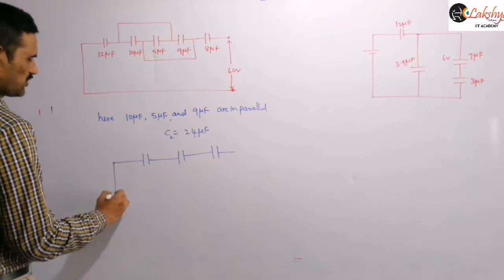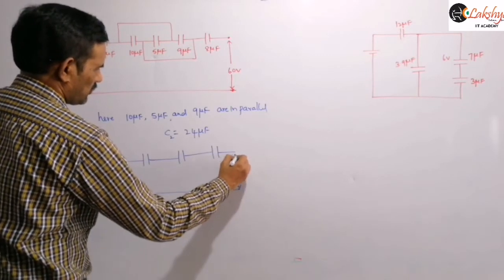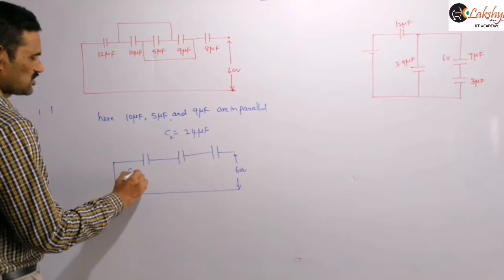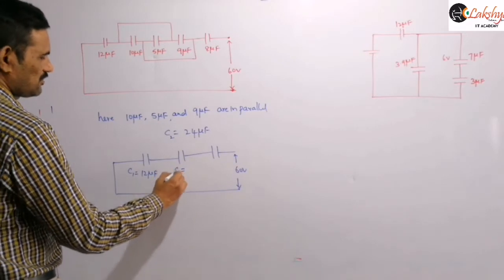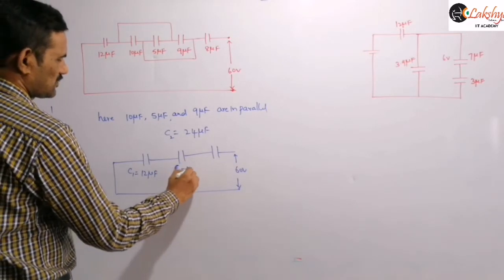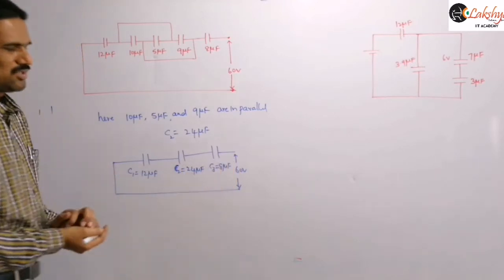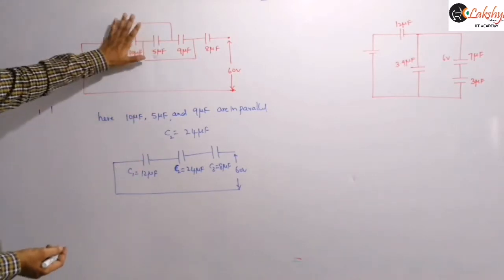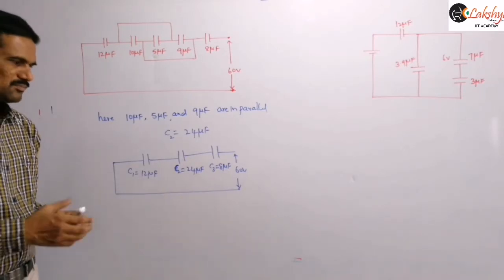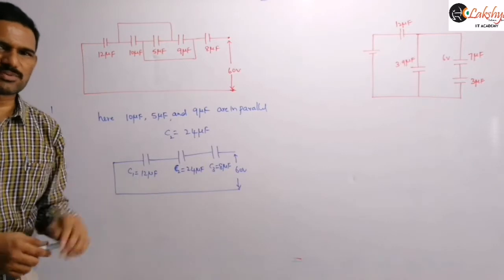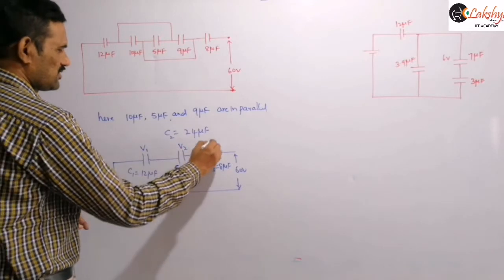The total potential difference we are applying across this is 60 volts. Suppose I take C1 as 12 microfarad, C2 as 24 microfarad, and C3 as 8 microfarad. What we did here is replace these 3 capacitors by a single capacitor of 24 microfarads. Now you can calculate the potential difference across each capacitor, which will be easy for us. Suppose the potential differences are V1, V2 and V3.